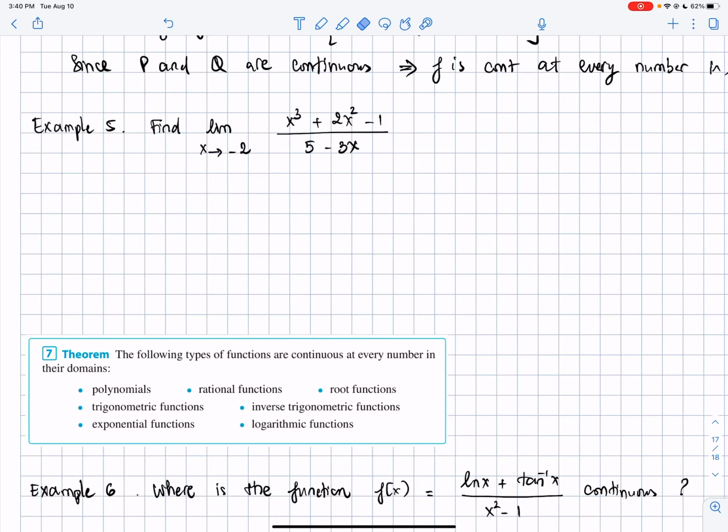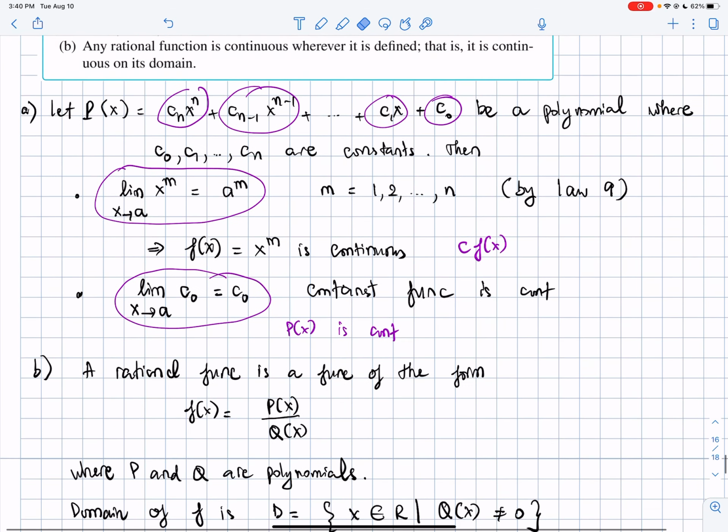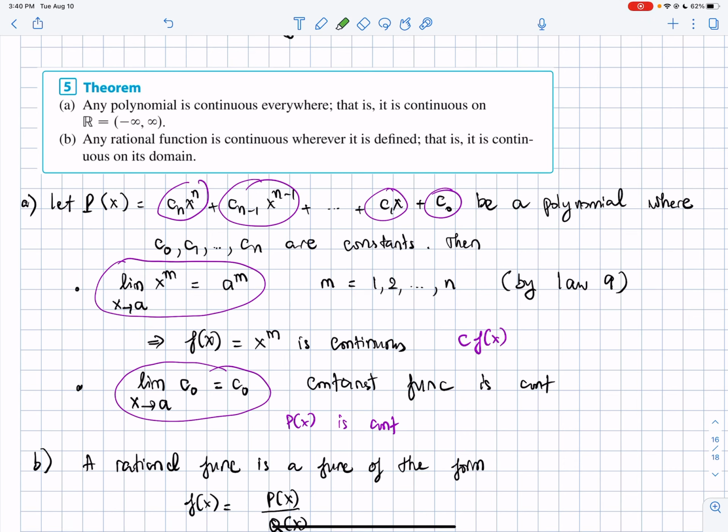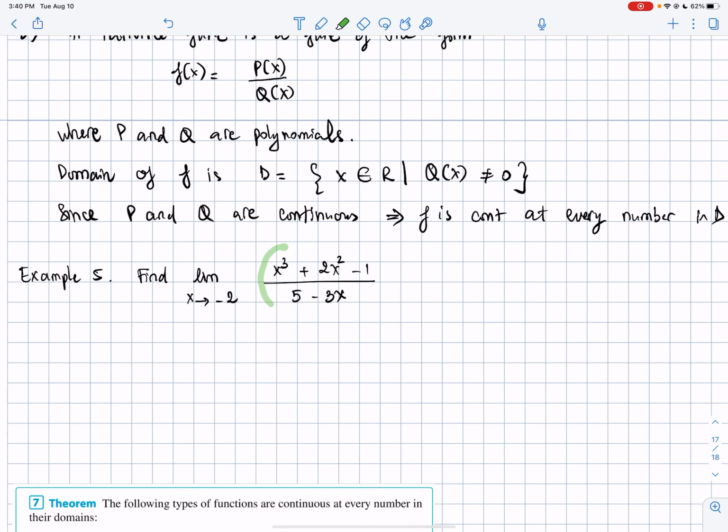Example number 5. Find the limit of (x cubed plus 2x squared minus 1) divided by (5 minus 3x) as x approaches negative 2. So we go back to theorem number 5, and we have that a rational function is continuous everywhere on its domain. So (x cubed plus 2x squared minus 1) divided by (5 minus 3x) is a continuous function on that domain.